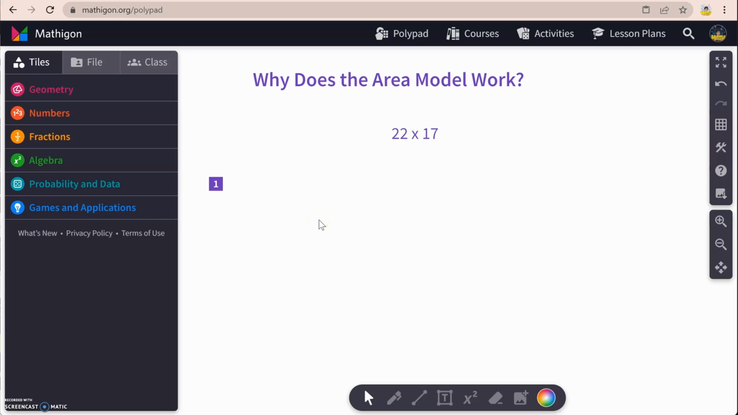So you've done a few problems with the area model and you're starting to wonder, how does the area model work? Why does the area model work? This is Math Teacher Barbie answering, why does the area model work?